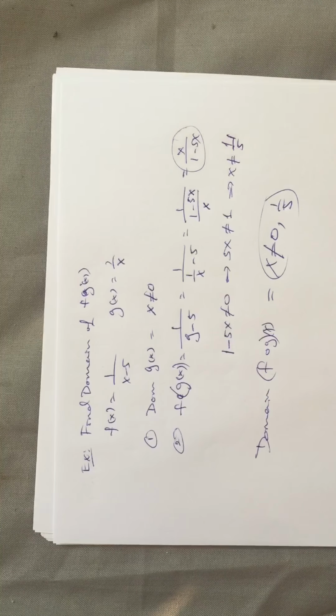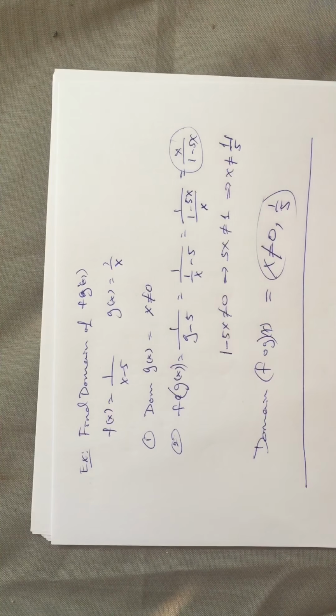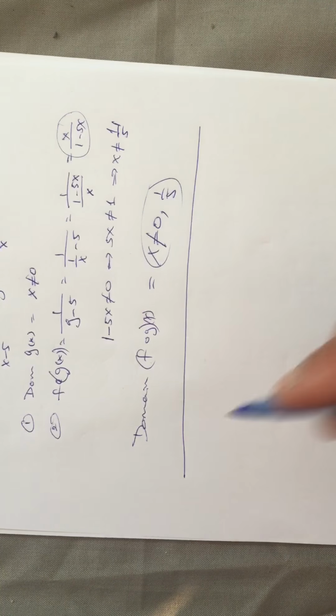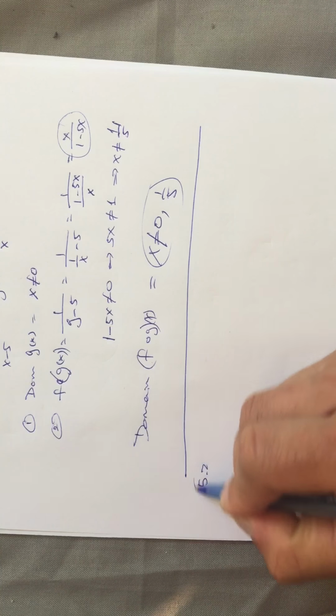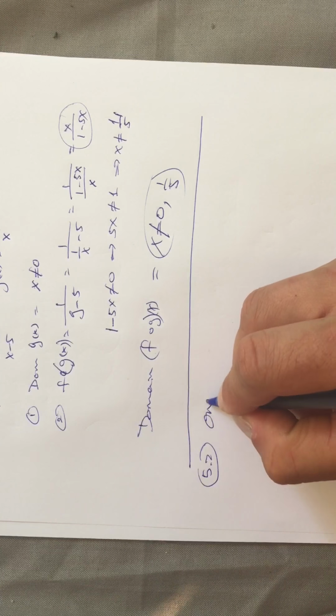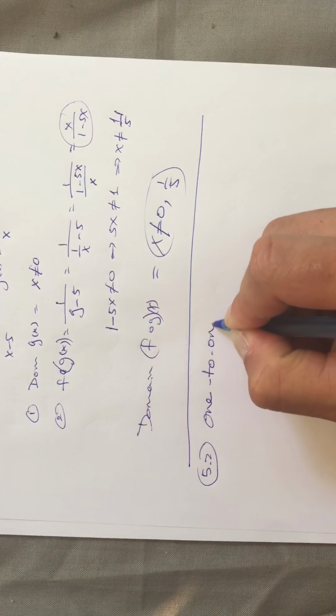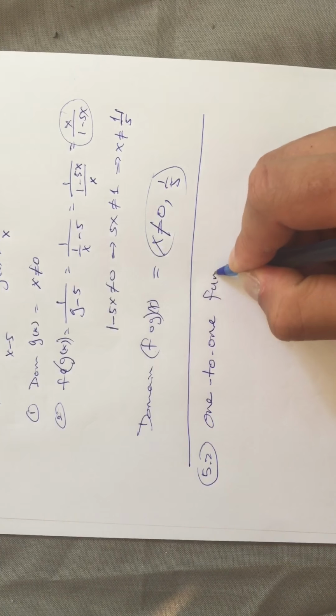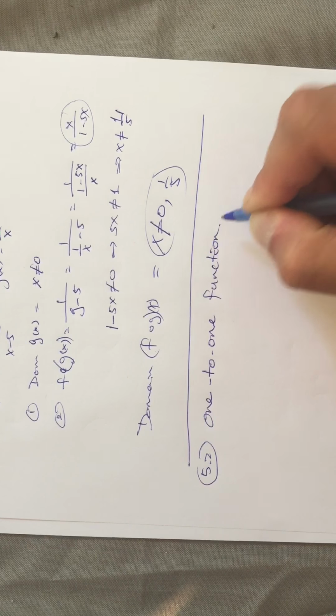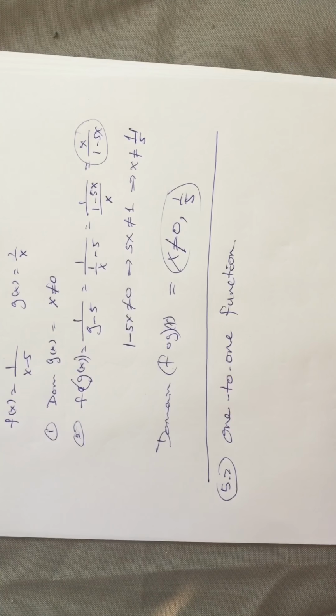Okay, let's continue. This is 5.1. Let's continue into 5.2. What are we talking about in 5.2? A function has a unique behavior called one-to-one function. This is unique, guys. If you don't go into computer science, you like to have a function that is one-to-one, that is unique.